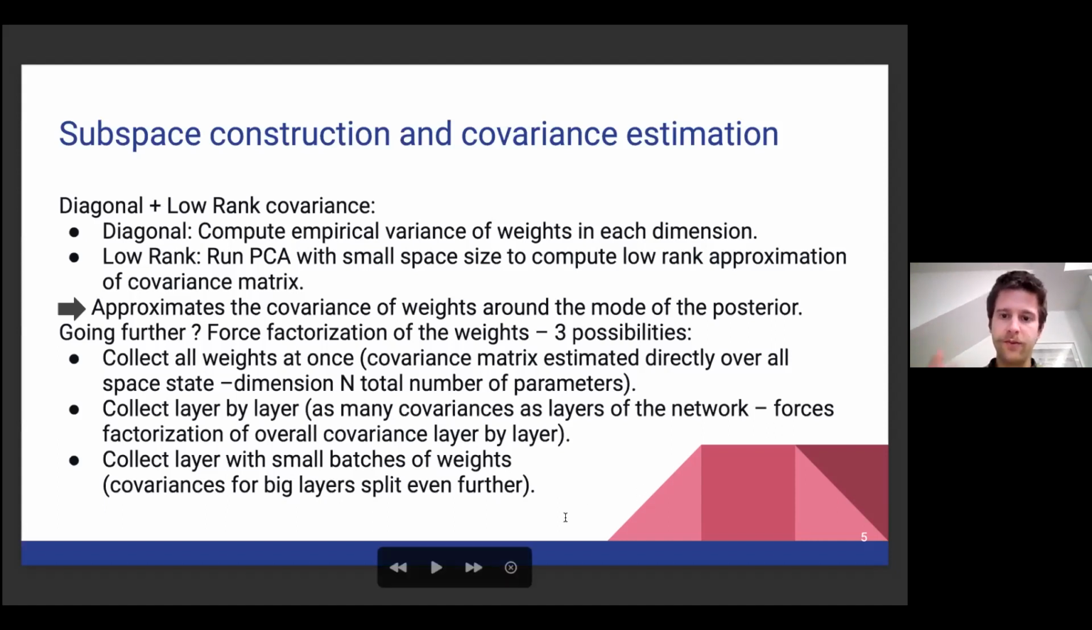Another idea we had was to split even further. For big layers, typically the fully connected layers at the end of the networks, we again had a few dozen thousand parameters, and we also tried to split this layer into batches, which helped as well with the computation of the covariance.